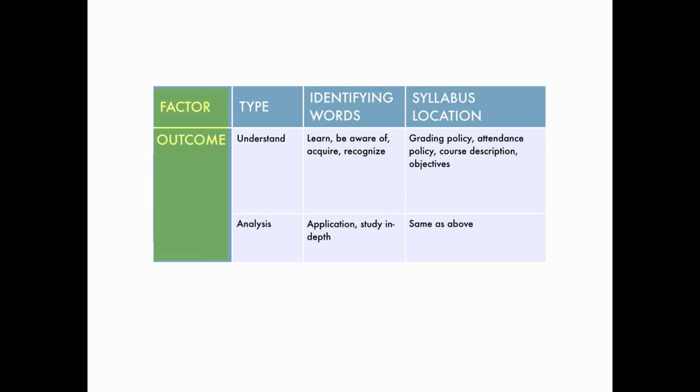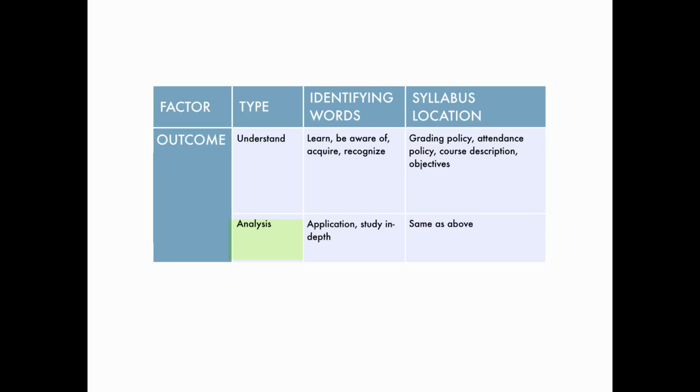The last factor of course structure is outcome. Now, how much detail do I need to know to be successful in the course? What kind of information will be on the test? There are 2 types of outcome. Understand, that is recognize, acquire, just become familiar with, acquaint.